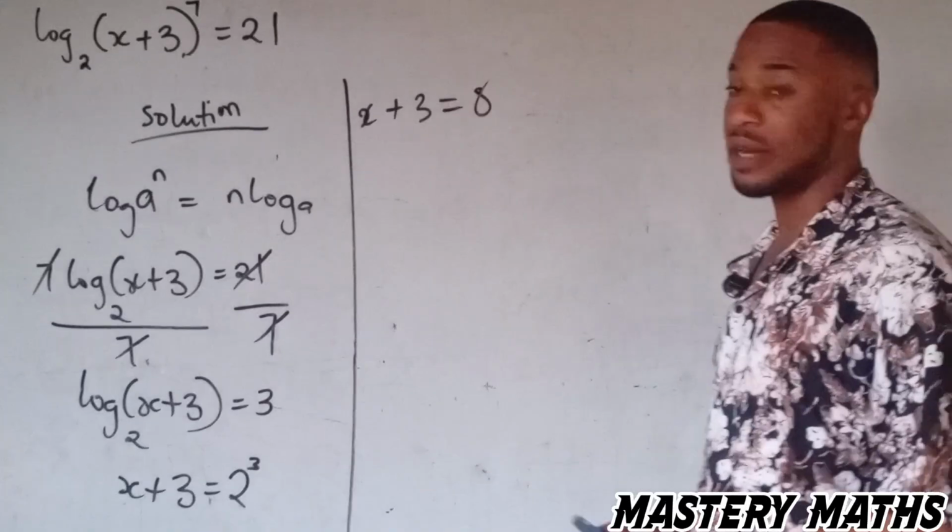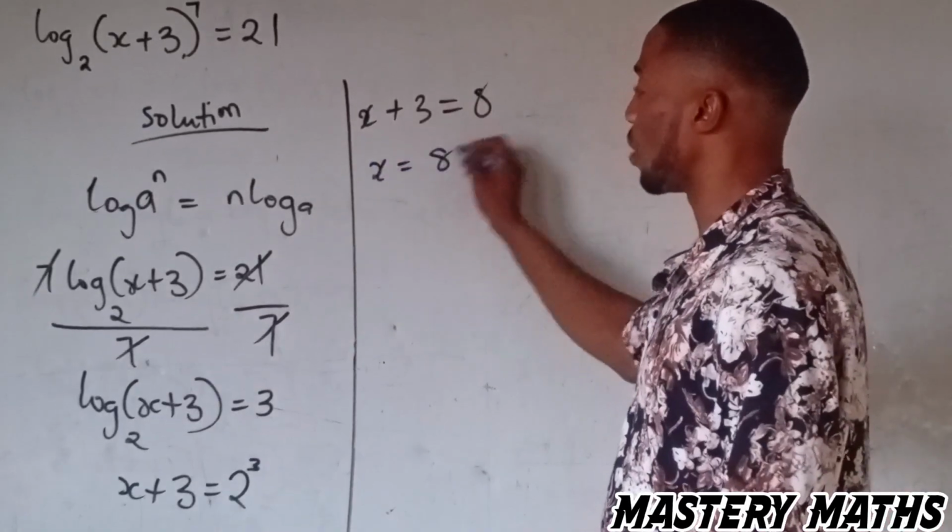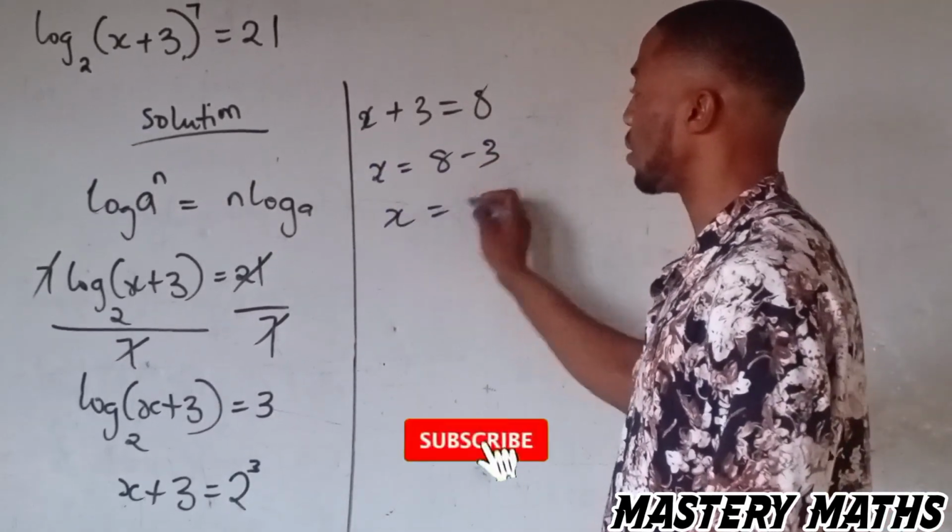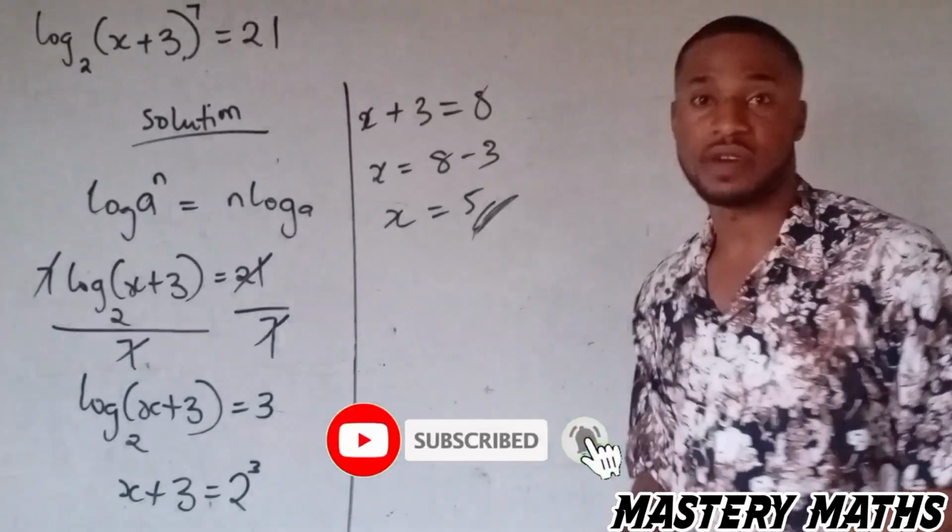Now what should we do? We collect our like terms, which is x = 8 - 3. You have your x equal to 5. So our x is 5.